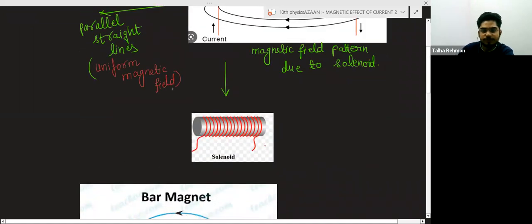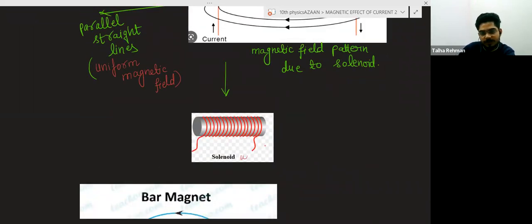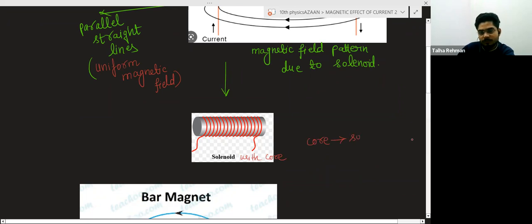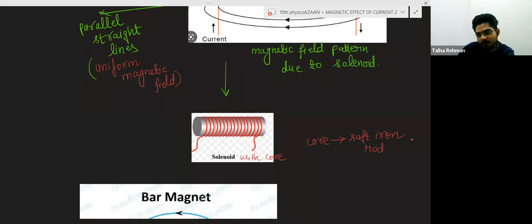This is a solenoid with core. And what is the core? We are using as core a soft, cylindrical soft iron rod. A soft iron rod is used as the core of the solenoid. And a solenoid is an electromagnet, and electromagnets are temporary magnets.